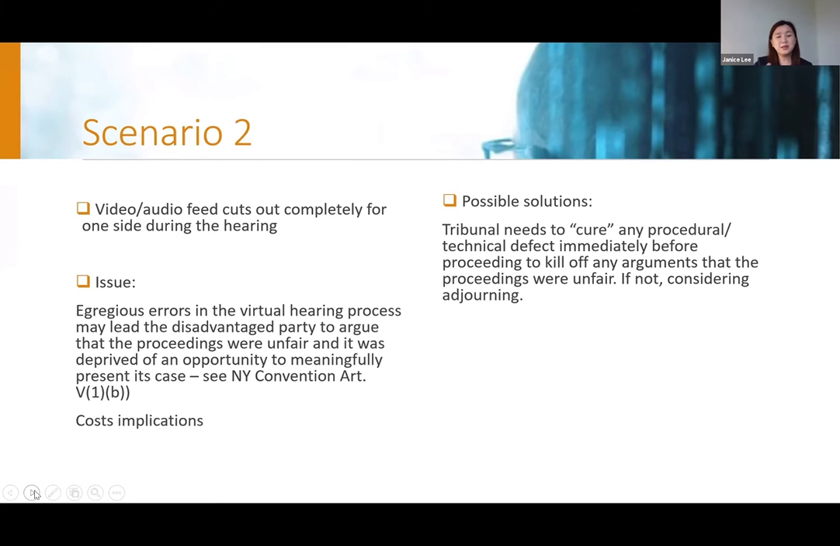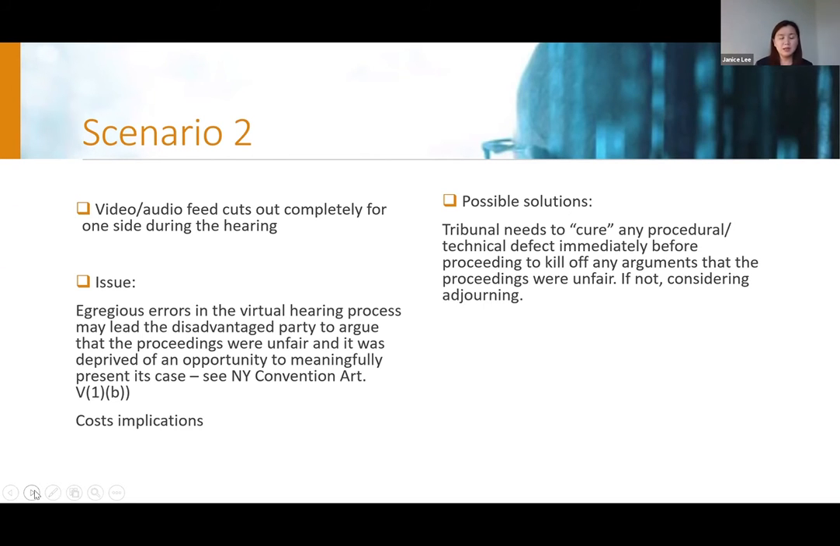A second scenario, a little bit more practical, is you have your ongoing virtual hearing and everything's all set up. Everybody's in place, making their cross-examination, and then suddenly the video or the audio feed cuts out completely for one side during the hearing. And while we think it's just a regular technical issue, yes, that's true, but at the same time, it could have certain due process implications.